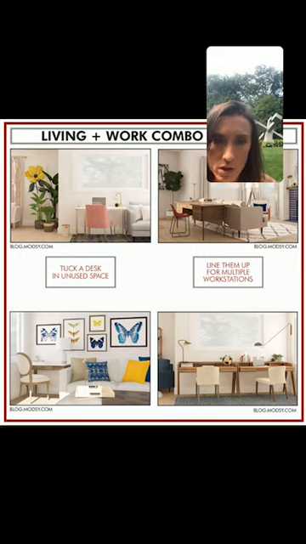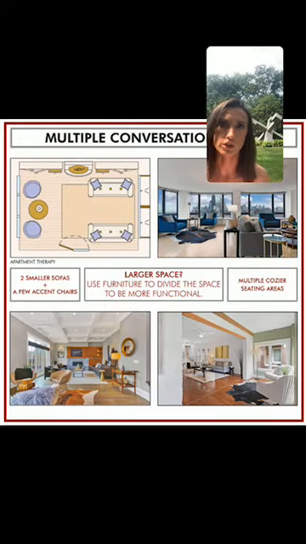And then the last one is the multiple conversations. If your space is large enough, you can use furniture to divide the space into multiple cozier seating arrangements. You can put two smaller sofas across from each other with a coffee table between on one end and a few accent chairs and a side table on the other. This allows for multiple little gathering spaces. One person can be reading in one area, while the kids are watching TV just on the other side. And I have a few more examples of that as well.